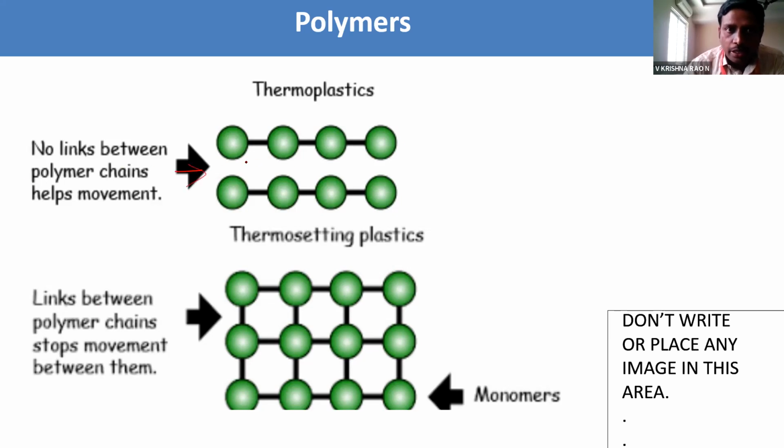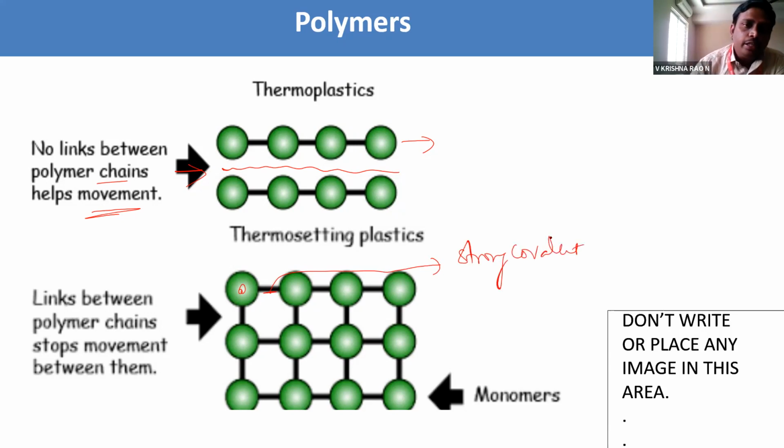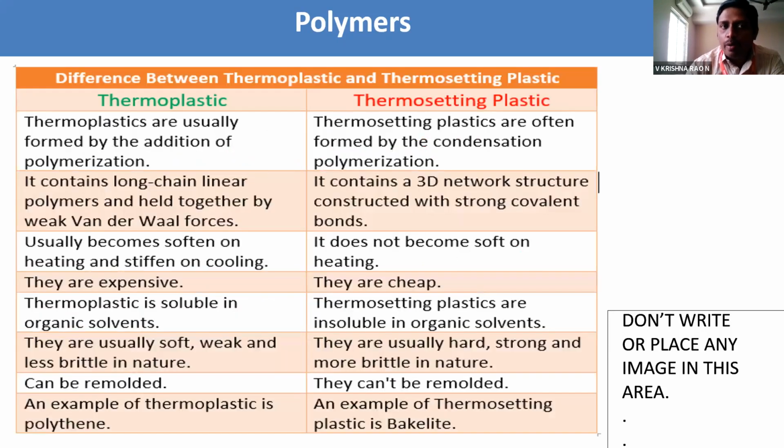In the thermoplastic resins, on heating there are no bonds present between the polymer chains, which helps the easy movement of the chains. But in thermosetting plastics, the links between the polymer chains stop the movement. Here strong covalent bonds are present, which strengthen the polymer, so there is no movement of monomers; it stops the movement between them.